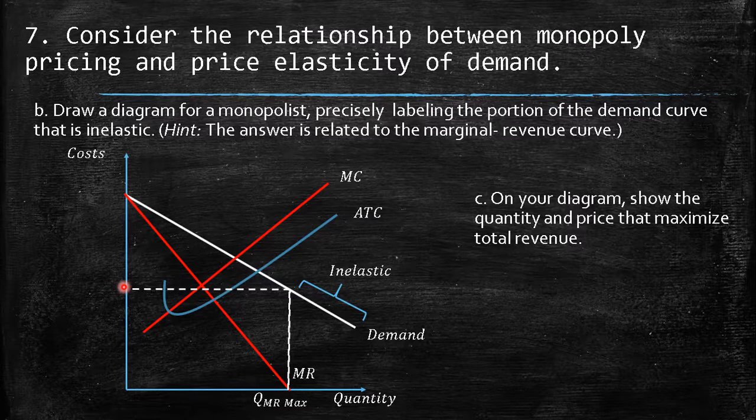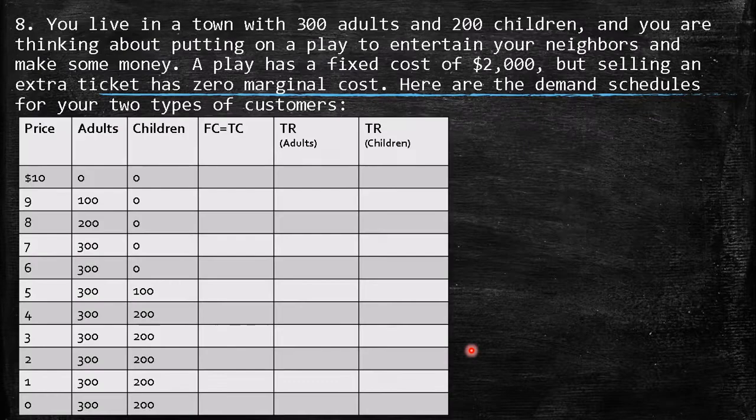This should be the price, and this should be the quantity where the total revenue is the maximum one. Then the problem says, you live in a town with 300 adults and 200 children, and you are thinking about putting on a play to entertain your neighbors and make some money.